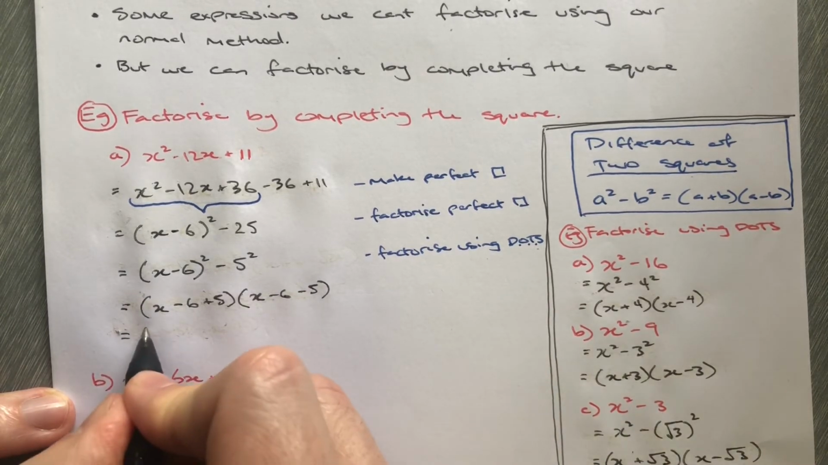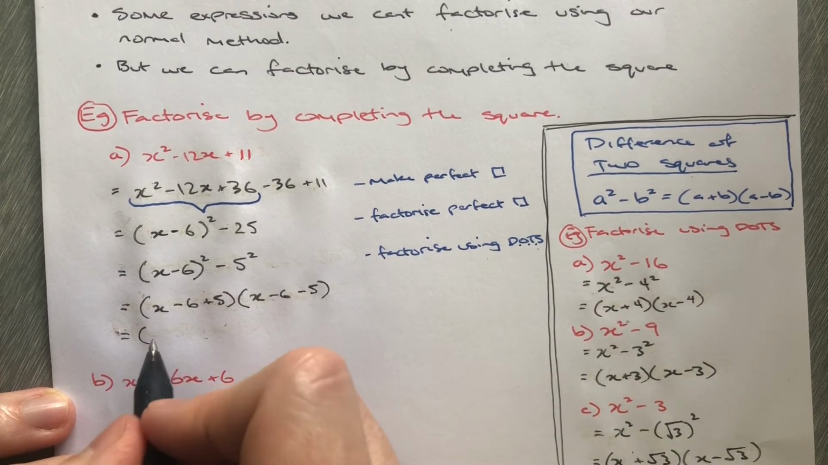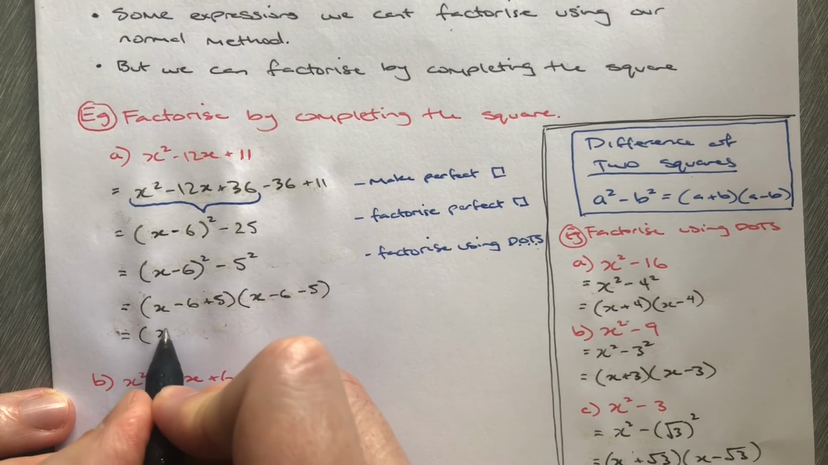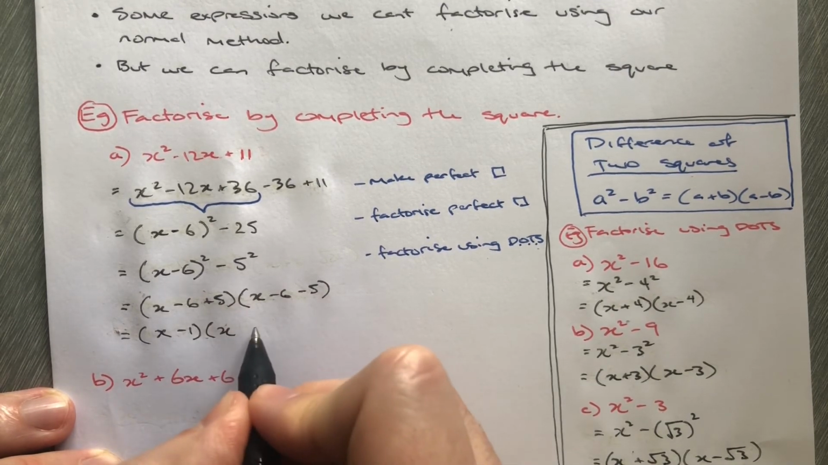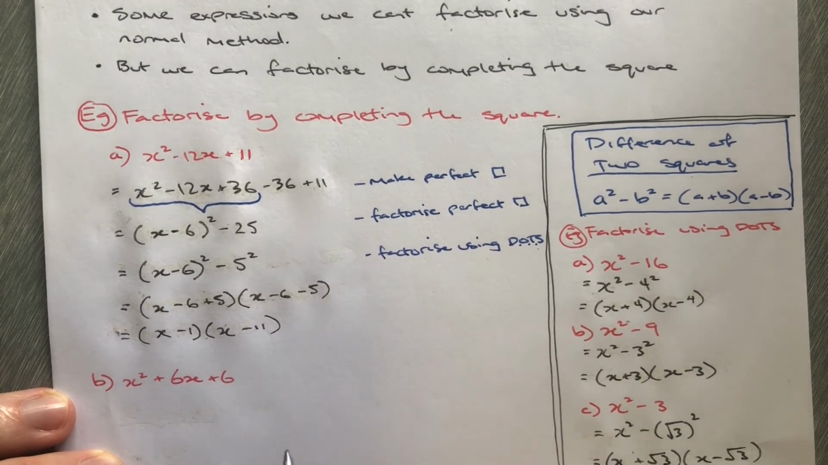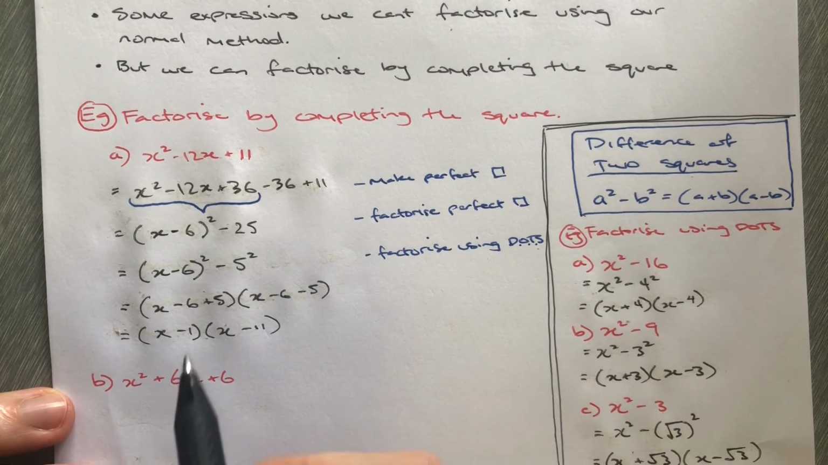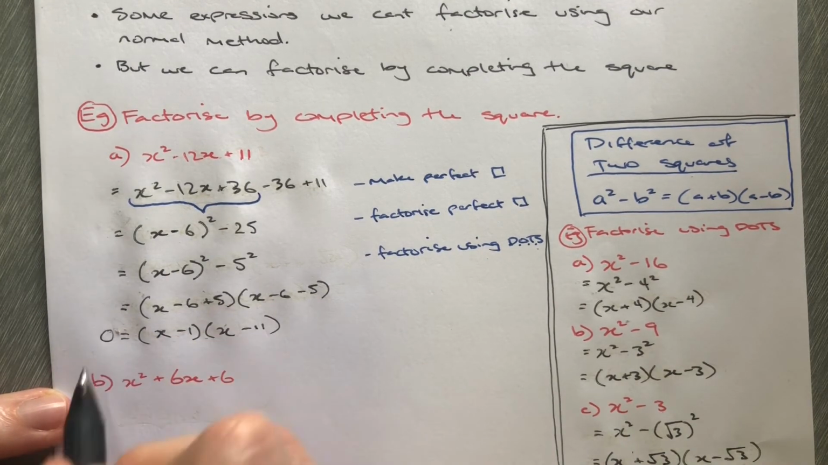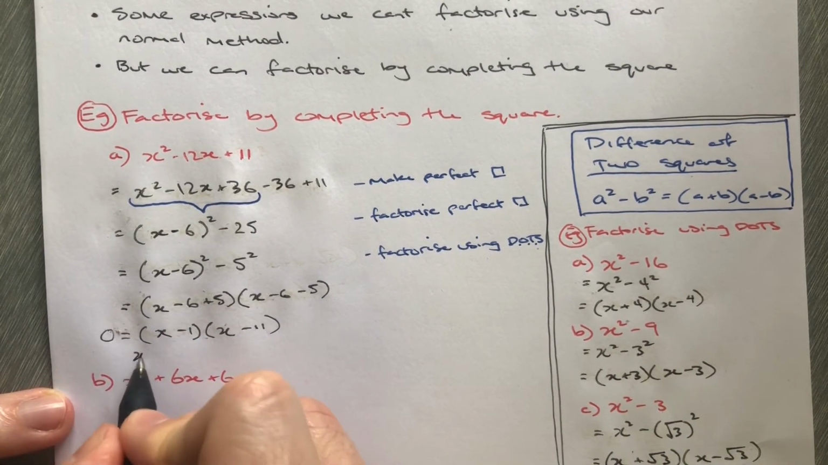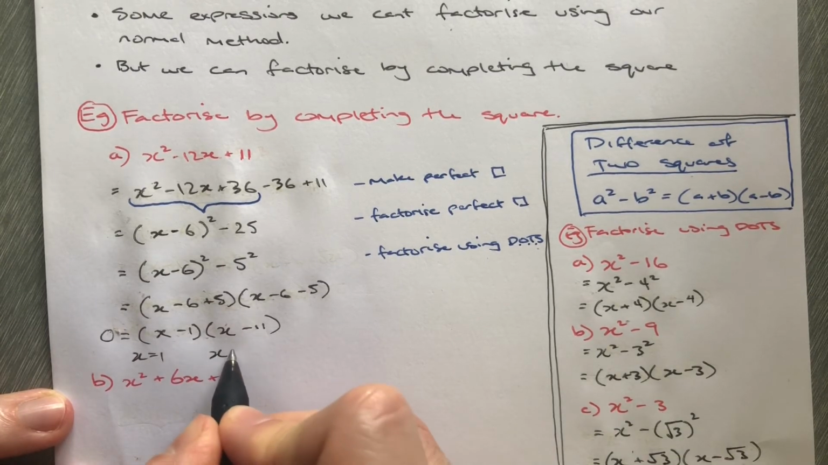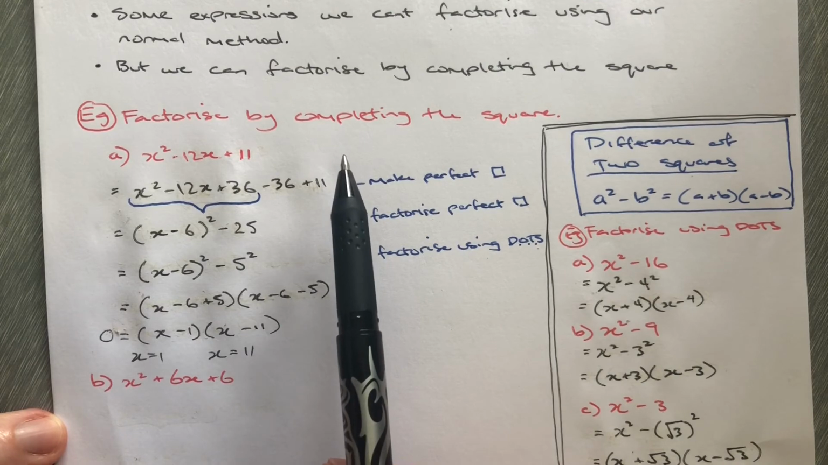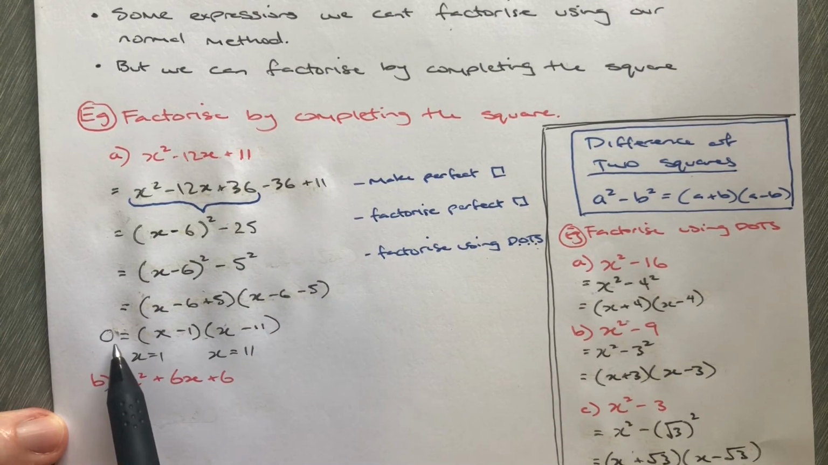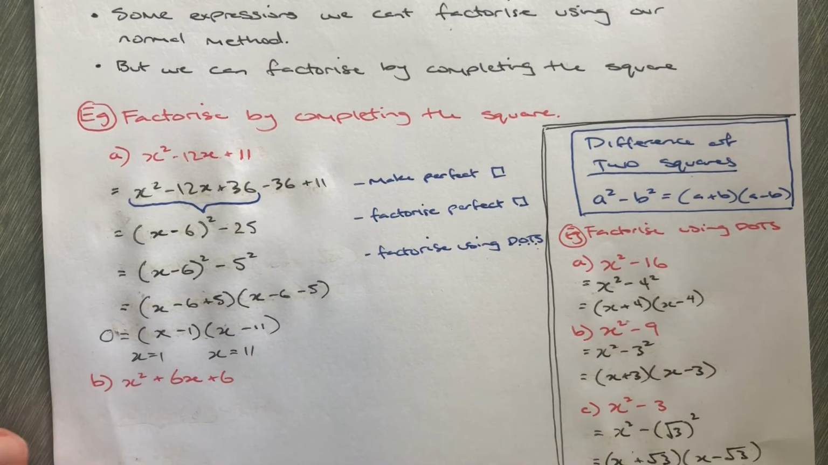And that's going to give us x minus 1 and x minus 11. Alright, we've factorised. Now if we were asked to solve, it should have said equals 0. I'm just going to put the 0 in there, and then that'll give us x equals 1 and x equals 11. But it didn't necessarily ask us to solve here. If it did ask us to solve, it might have had that equals 0. Okay, I might actually add that to the next one.